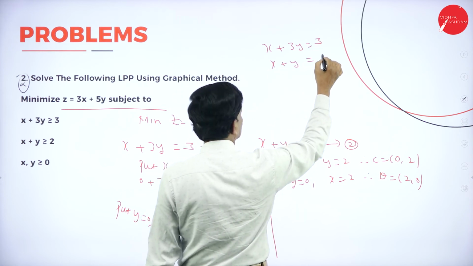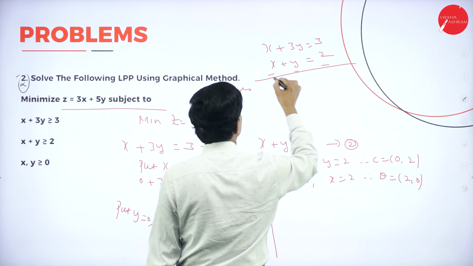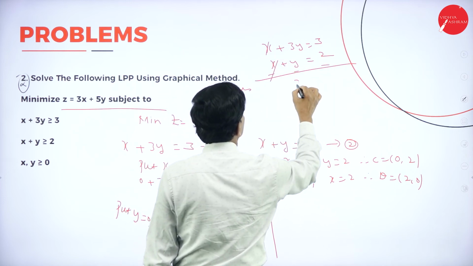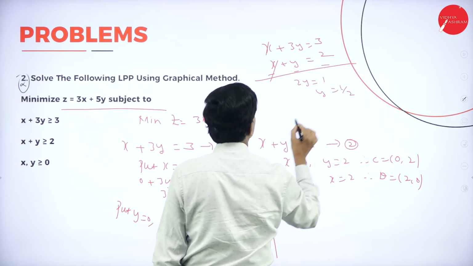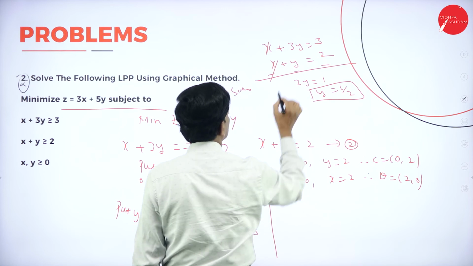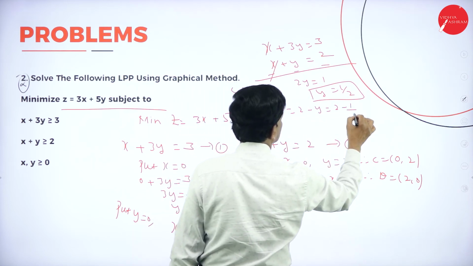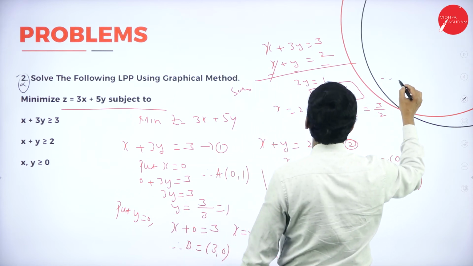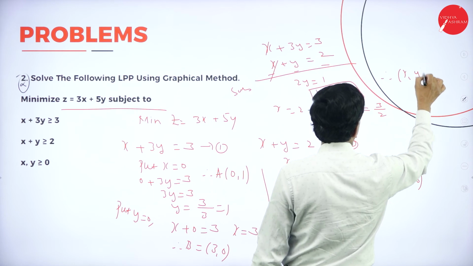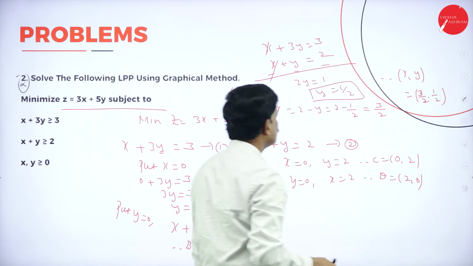Now, solving these two equations, x plus 3y is equal to 3 and x plus y is equal to 2, subtract, and x minus x gets cancelled. 2y is equal to 3 minus 2 is 1, y is equal to 1 by 2. Now from this equation x is equal to 2 minus y, this is 2 minus 1 by 2, which is 4 minus 1 by 2, that is 3 by 2. So therefore x comma y is equal to 3 by 2, 1 by 2. Now these are the points.